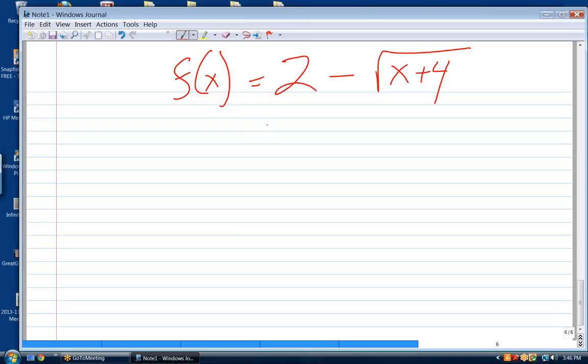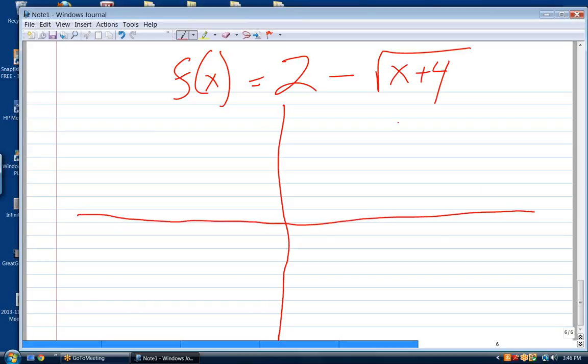Yeah. All right. This is a translation of an elementary function. What's the elementary function? Y equals root x. And what does y equals root x look like? Basically that, with a closed dot right there. And what kind of translation are we doing here? There's actually three things we're doing. The plus 4 has significance, the minus sign in front of the root has significance, and the 2 has significance.